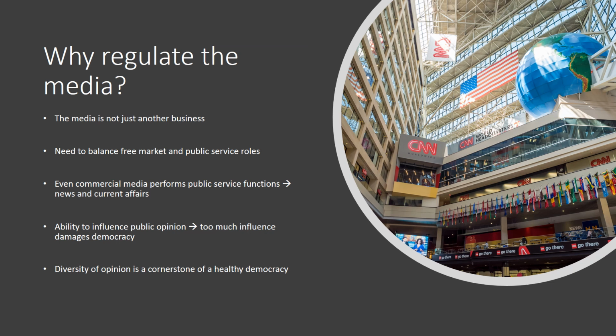Now, diversity of opinion is seen as the cornerstone of a healthy democracy. So the more people, the more companies, the more organisations that produce media, the better. That is seen as producing a diversity of opinion, a diversity of content that is valuable for a healthy democracy. So in Australia, we have laws that restrict the amount and the types of media that companies can own.